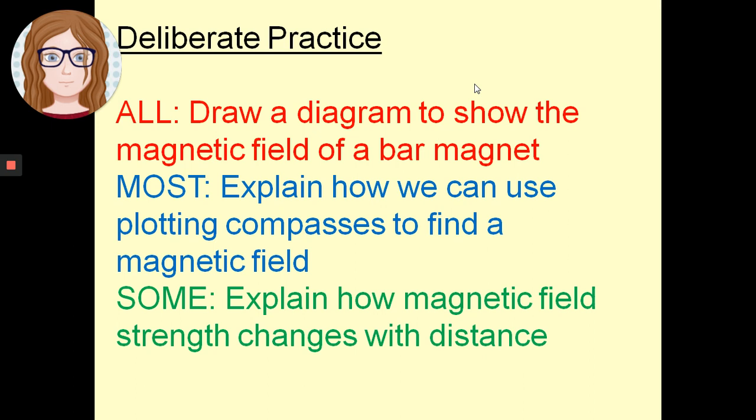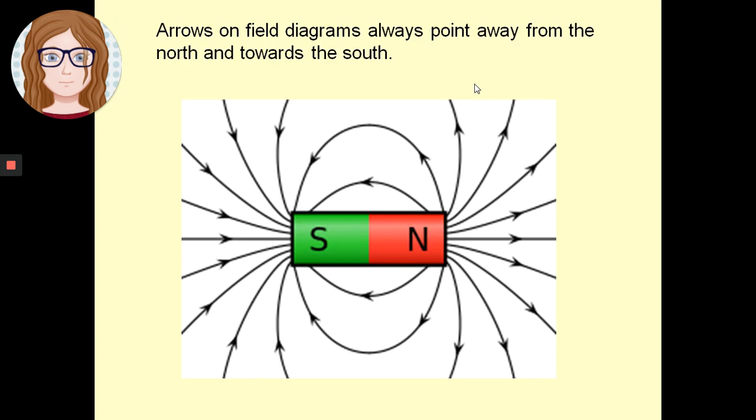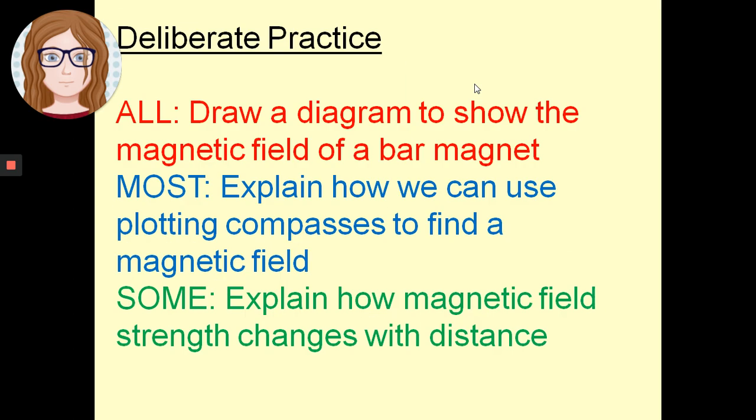Welcome back. I'm hoping you've now finished your deliberate practice. If you did the easy question, hopefully your diagram looks something like this. Make sure you've got your arrows going from north to south, and that your north and south pole are clearly labelled on your diagram. If you've drawn your diagram with the north pole on the left and the south pole on the right, that's absolutely fine, but your arrows should be pointing in the other direction. If you've done the second question, go back to the beginning of this video.